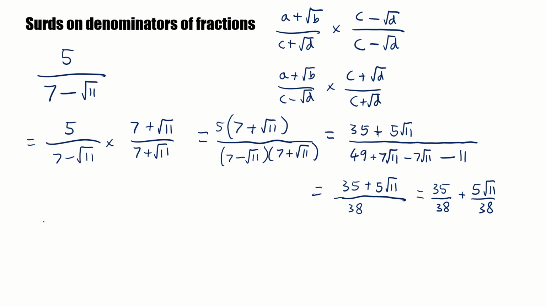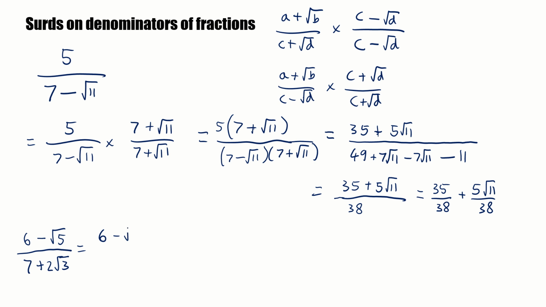We could have, let's say, 6 minus root 5 all over, what do we want to pick? We'll pick 7 plus 2 root 3. Okay, so how are you going to simplify this?